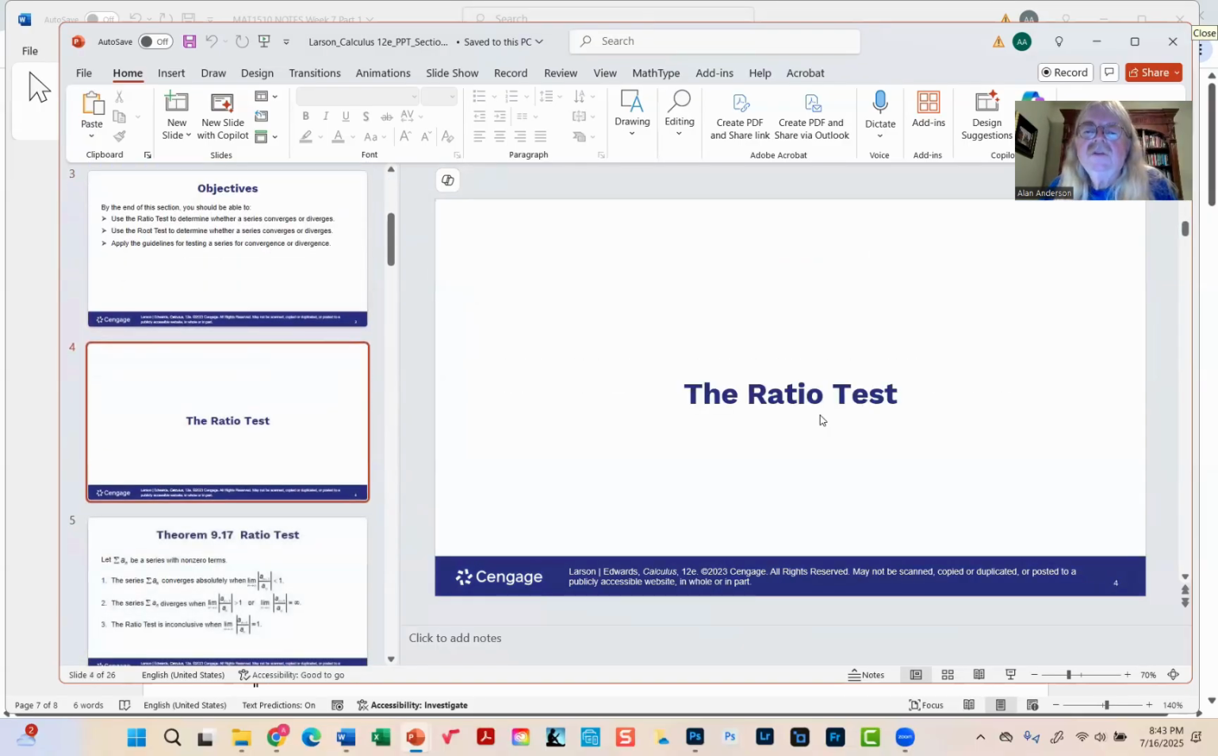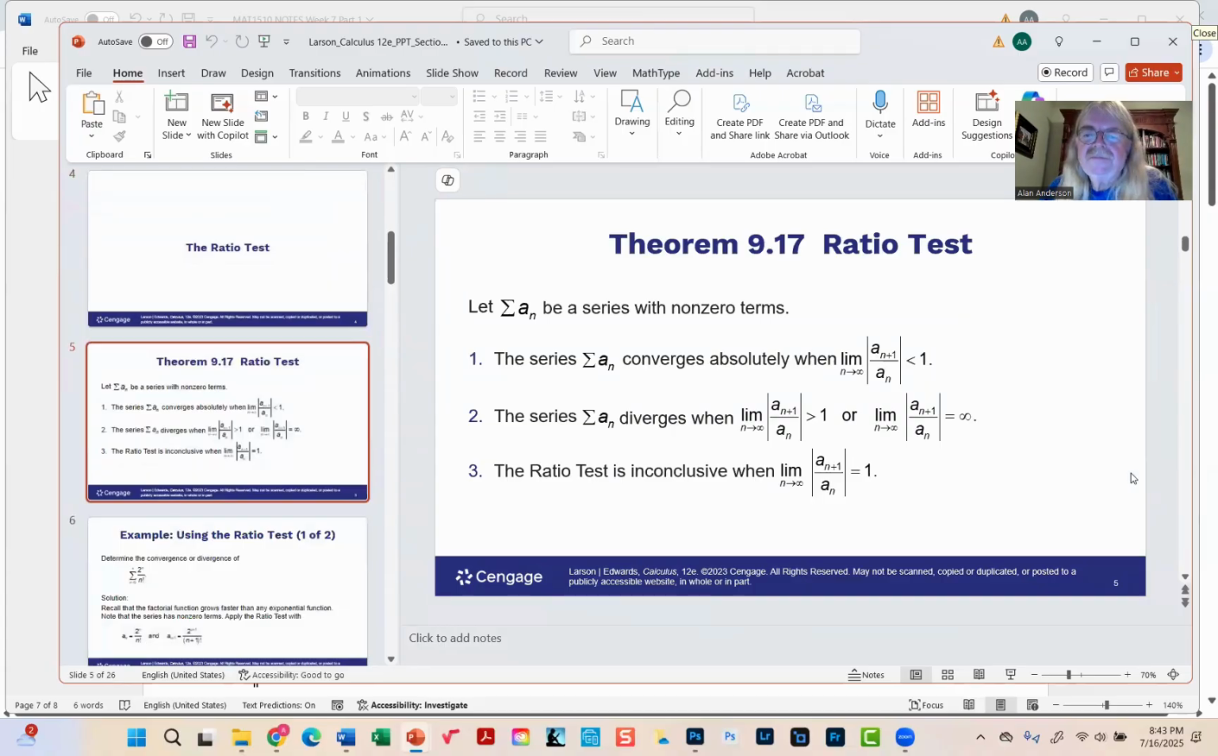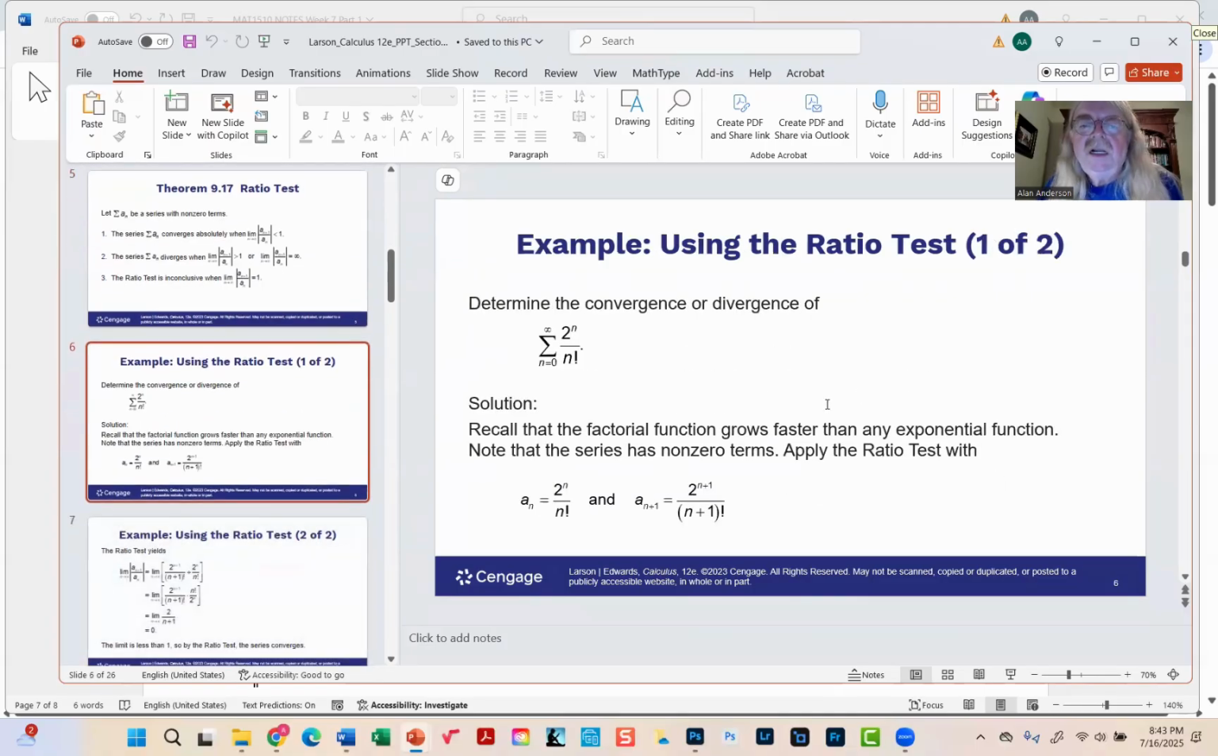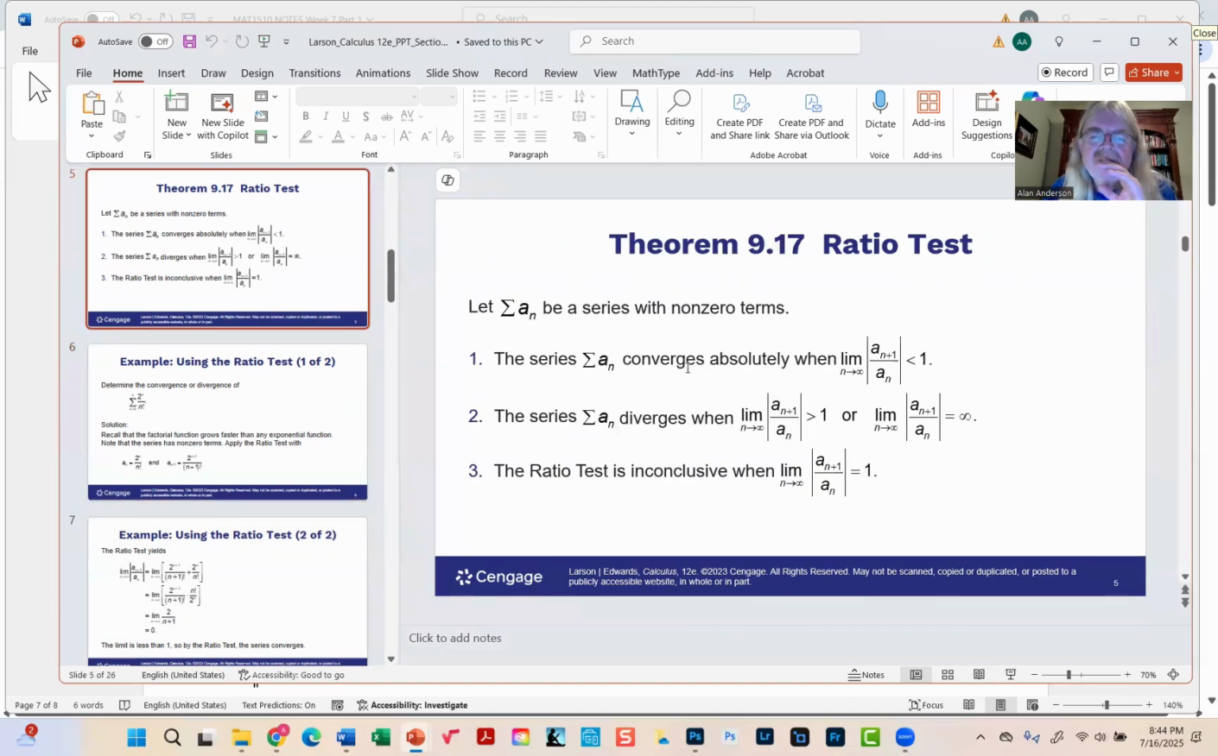So the ratio test looks like this. We have a series that converges absolutely, meaning the signs are irrelevant, when the limit of the ratio of consecutive terms in absolute value terms is less than one. If that ratio is greater than one, or equal to infinity, it diverges. If it's exactly equal to one, then we have to try something else. All right, so what do we do with this one? Remember, this is one of the ones that we were unable to do before. Well, actually, it didn't fall into any of the categories.